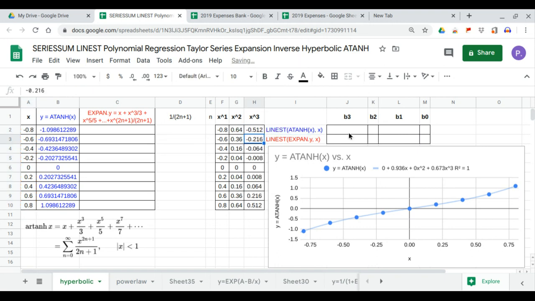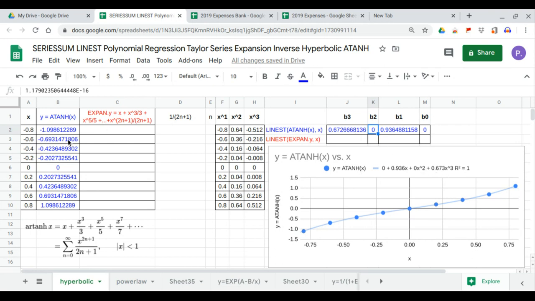Now we can enter the LINEST. So we enter the LINEST, data y and data x. So our B0 is 0. Our B1 is 0.9364888, rounded up as 0.936. Our B2 is 0. Our B3 is 0.672666, rounded up as 0.673.